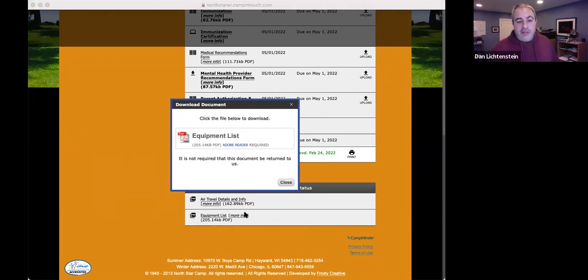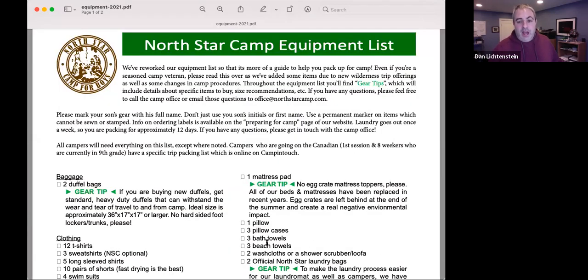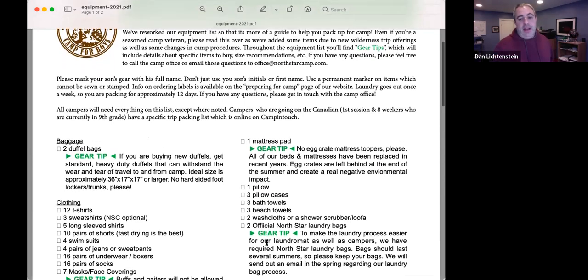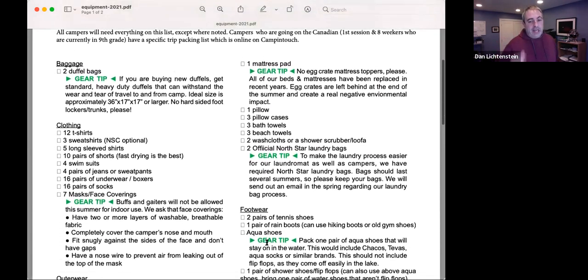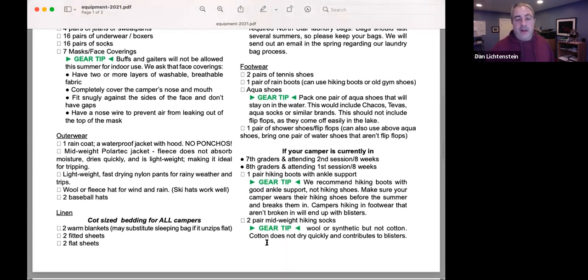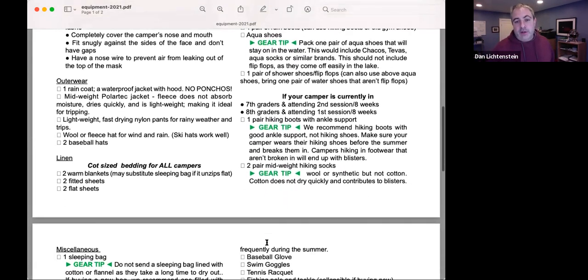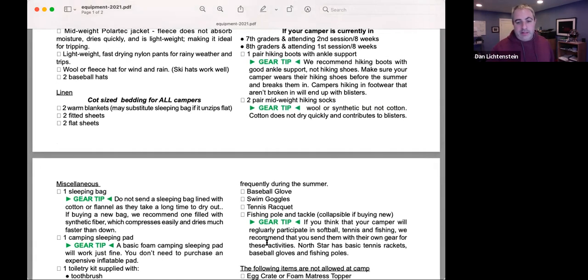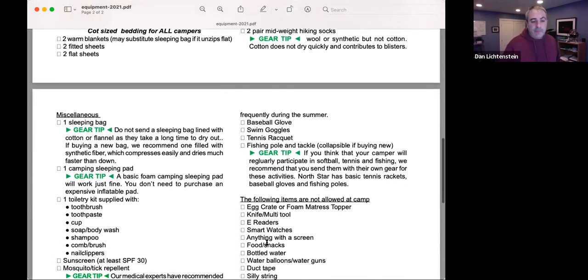But what I will mention is that many of these documents, while they are on Campintouch, are also available on the Preparing for Camp section of the North Star website. And so the equipment list, that air travel document, and some other documents are going to be uploaded on the Preparing for Camp section of the North Star website. So if you don't want to log in, that's another place that you can find a lot of this stuff.